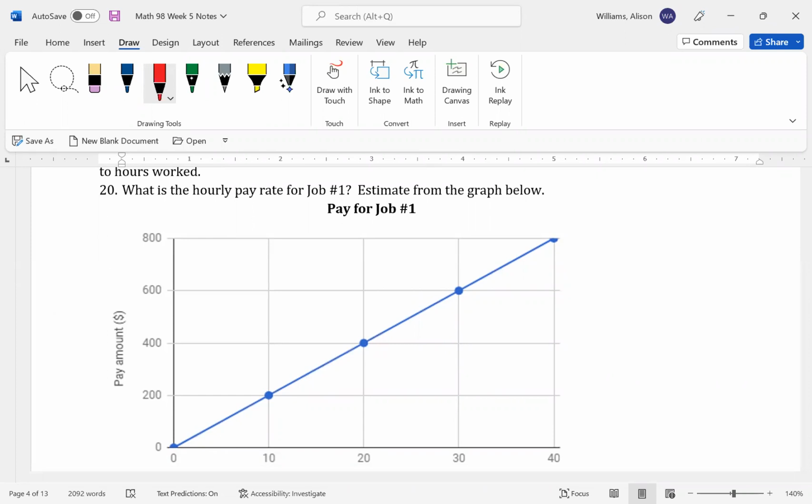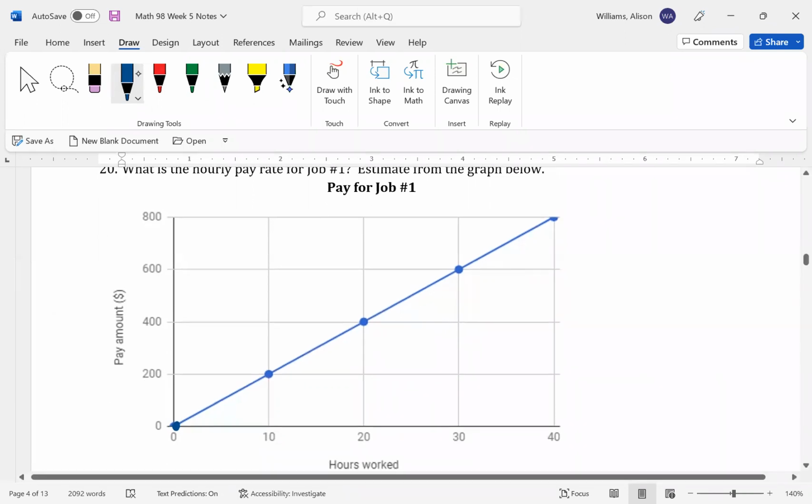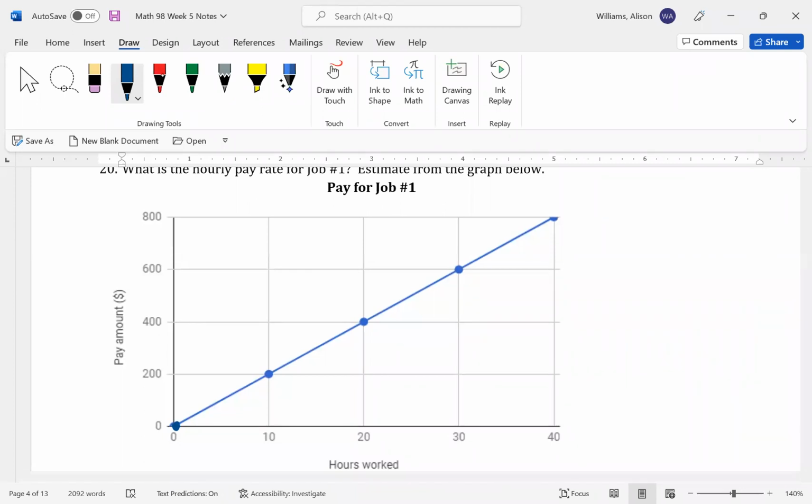The first thing I'm noticing is, even though it's a little bit hidden in the graph, there is a point at 0, 0. The bottom axis is hours worked, and the vertical axis is amount of pay. So when they work 0 hours, they get 0 pay. That's already hinting to me that this is probably proportional. That's one indicator for proportional: 0 equals 0.